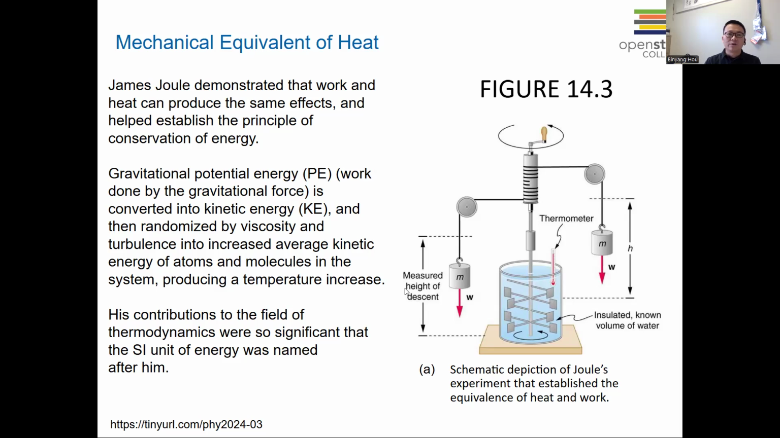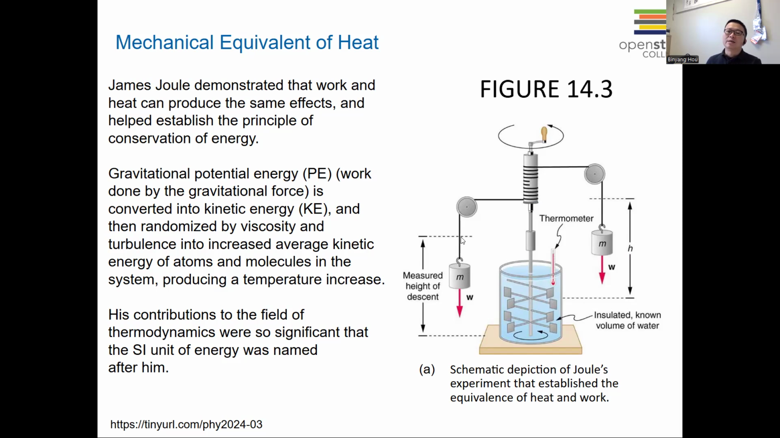Heat and energy, or mechanical energy equivalent. That was originally demonstrated by James Joule. Due to his contribution to the field of thermodynamics, his last name was honored to be used for the unit of energy, the joule.